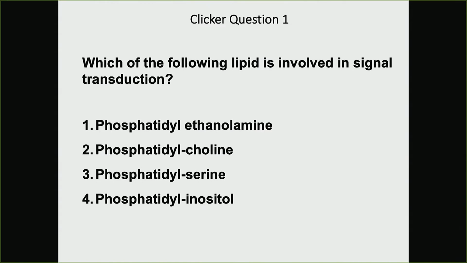All right. So phosphatidylinositol is the correct answer, as you can see. A couple of you answered ethanolamine. Remember that the inositol, the PI, is the only one which can be phosphorylated in different states. That's the only molecule that can be used that way. So 4, phosphatidylinositol, is the correct answer.